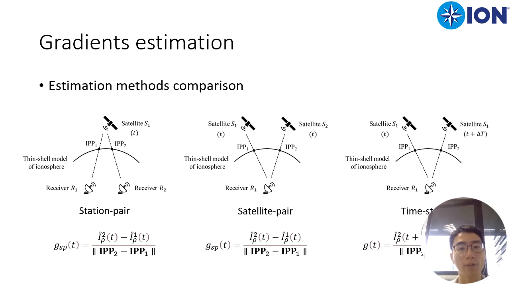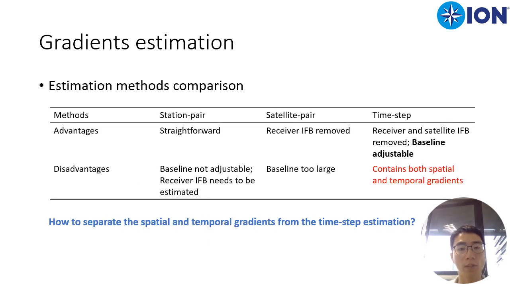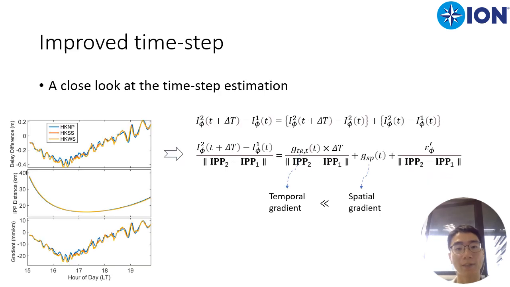So how to estimate the spatial gradients? There are three common ways called station pair, satellite pair, and the timestamp method. The station pair and the satellite pair methods cannot adjust the baseline, so they are not suitable for some areas. And the timestamp method can adjust baseline, but it contains both spatial and temporal gradients. So how to separate the spatial and temporal gradients is what we will address in this study.